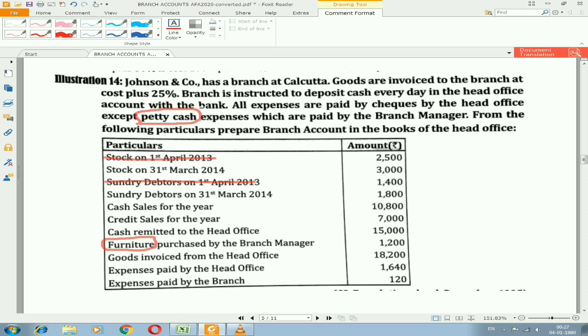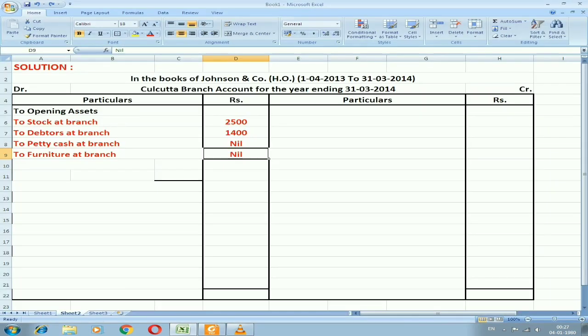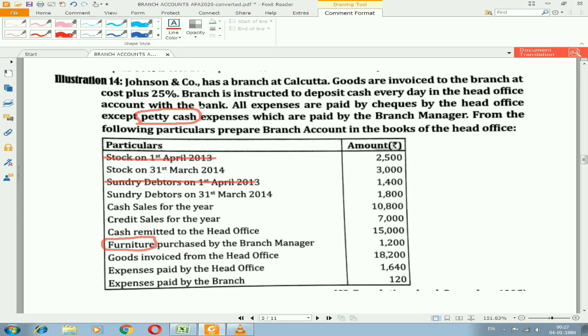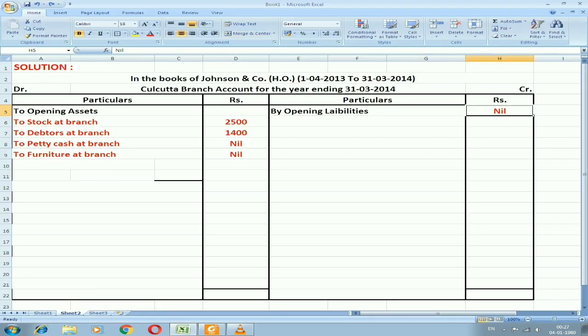So next thing we need to record is the opening liabilities. We don't have any opening liabilities in the illustration, so that is the reason I'm entering it as nil under opening liabilities.